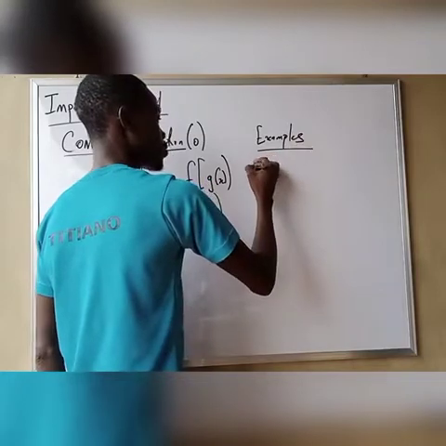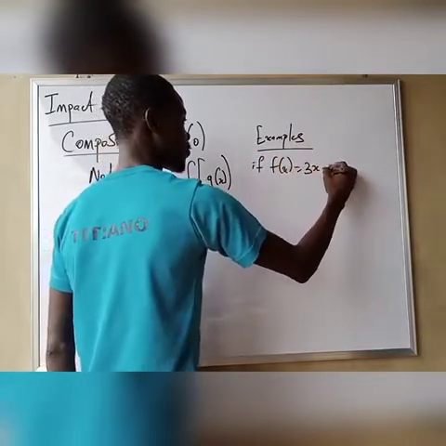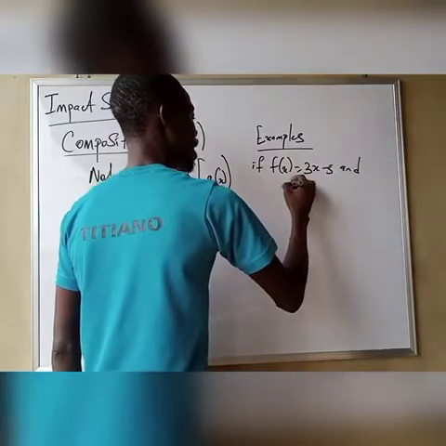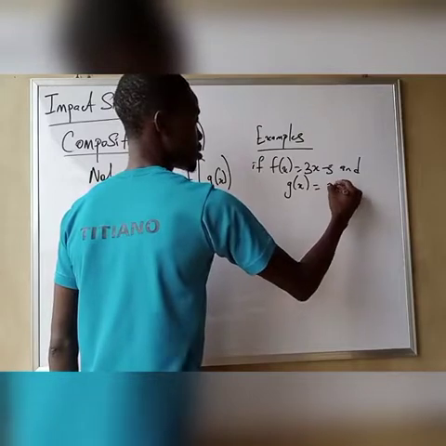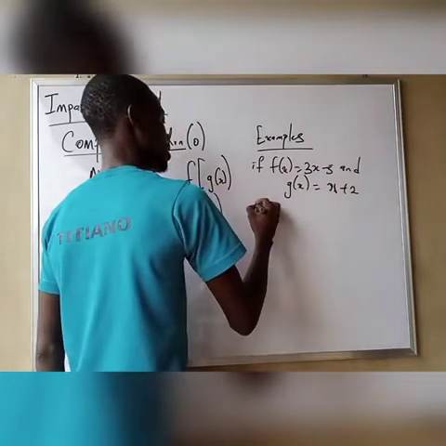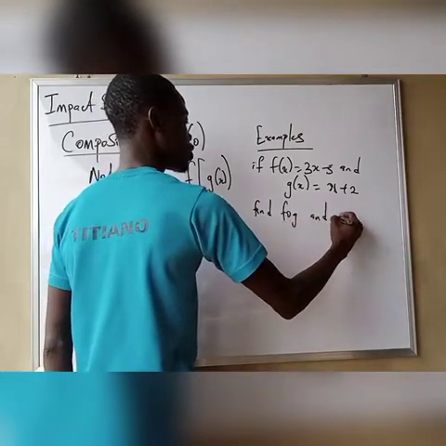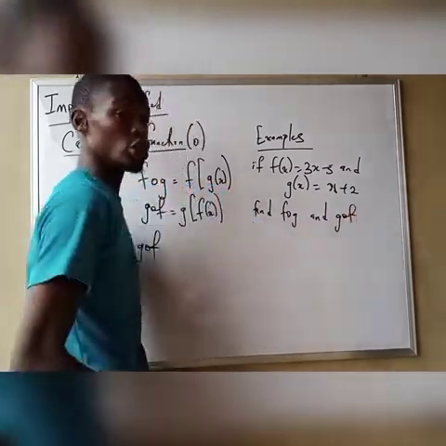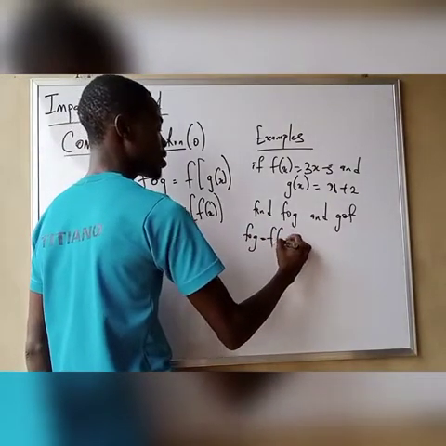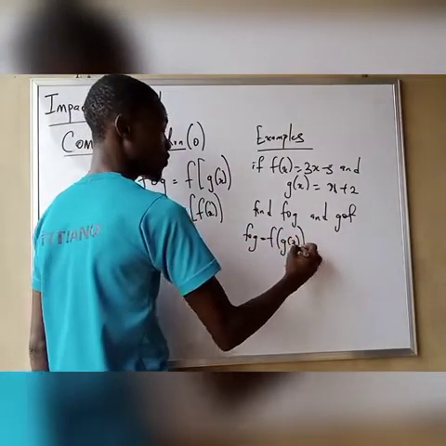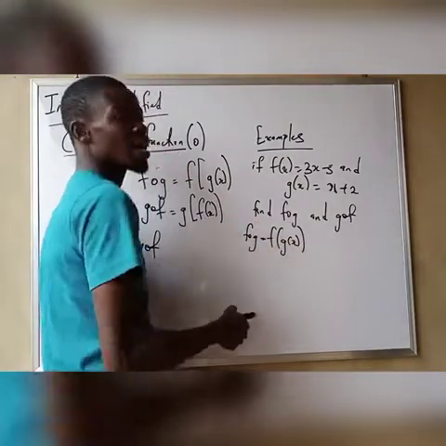Now let's look at examples under composite function. We have, if f of x is equal to 3x minus 5 and g of x is equal to x plus 2. They said we should find fog and we should find the value of gof. So how can we find fog? We say fog simply means f of g of x. That means we are going to insert our g of x inside f of x.